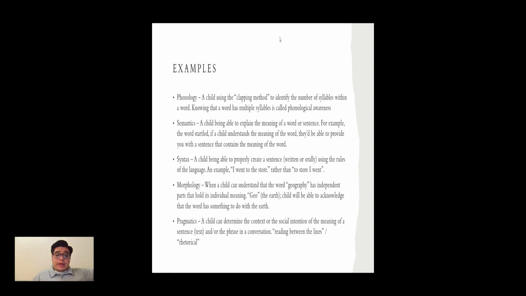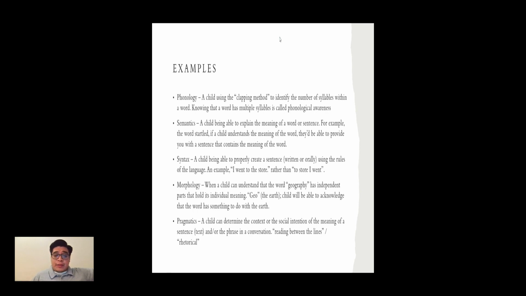Next component would be morphology. An example of that would be when a child can understand that the word geography has independent parts that hold their individual meaning. Geo means the earth. The child will be able to acknowledge that the word has something to do with the earth.